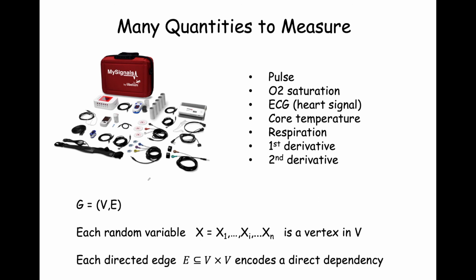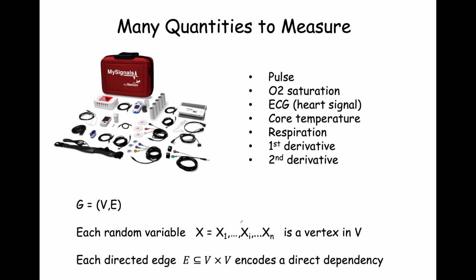And so let's define a graph. It's a tuple consisting of two sets, V, the set of vertices, and E, the set of edges. So let's have each random variable, and there are n of them, x1 through xn, and these are going to be the vertices in our graph. And then we have edges that are directed edges, so they have a direction, and these are drawn from the subset of V cross V.